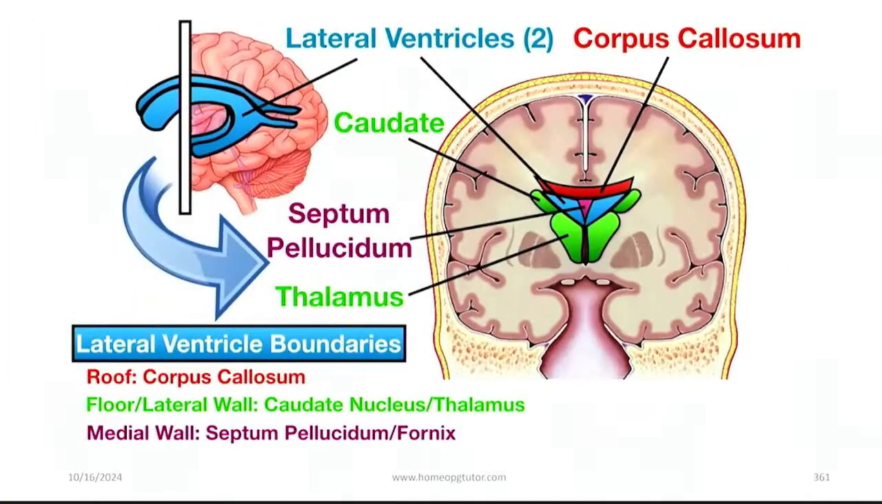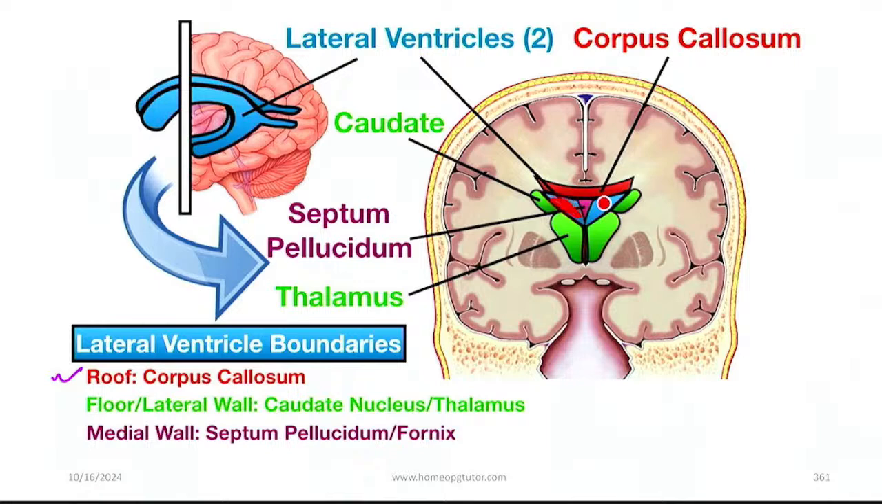Now one more thing you need to remember is the boundaries. Whichever fossa or whichever triangle you study in anatomy, you also need to know about the boundaries. So what are the boundaries of the lateral ventricle? Remember the first one, the roof of the lateral ventricle is the corpus callosum.